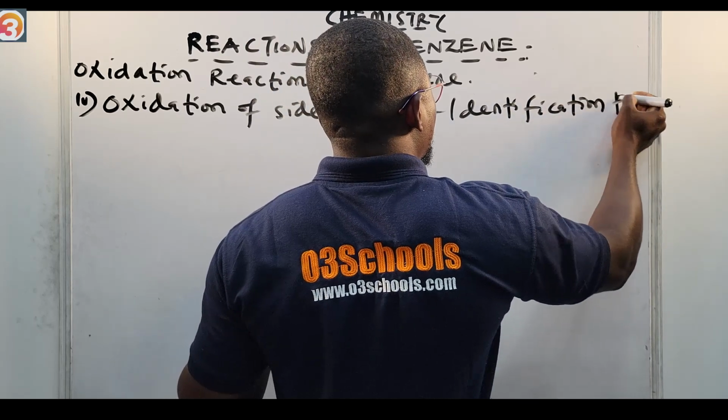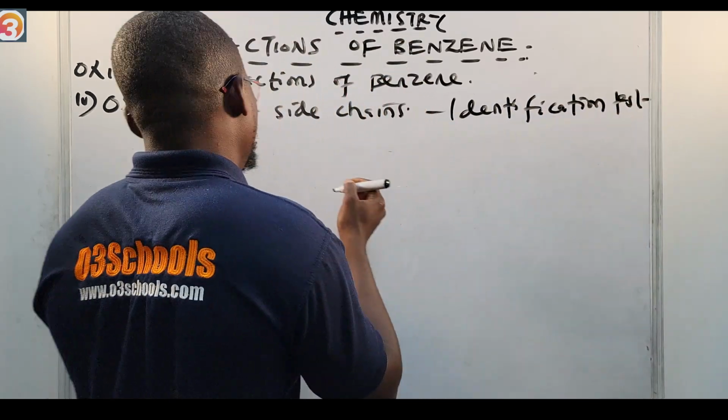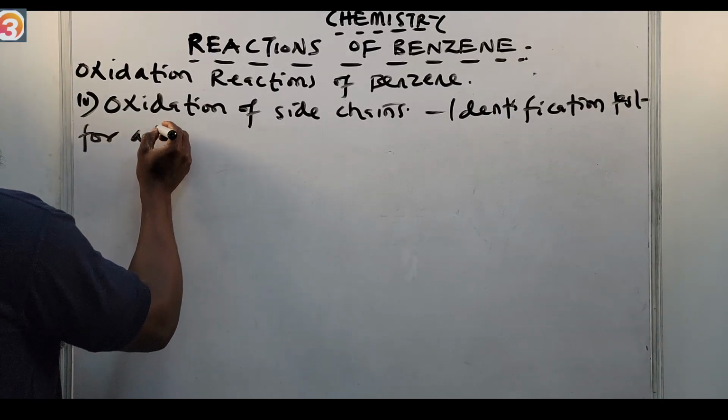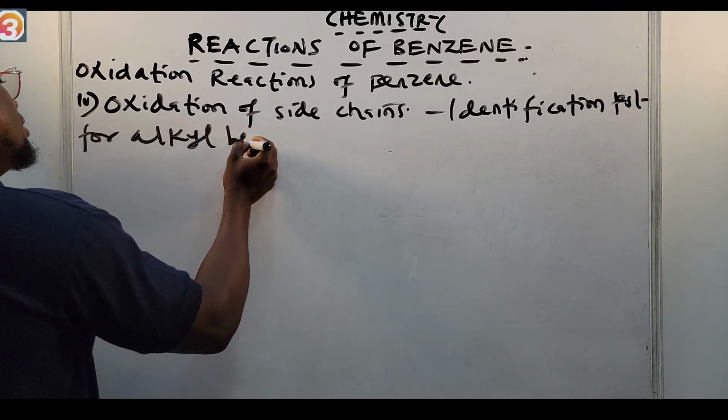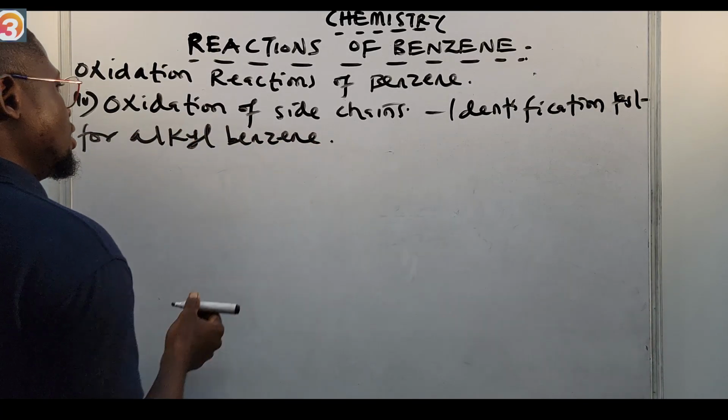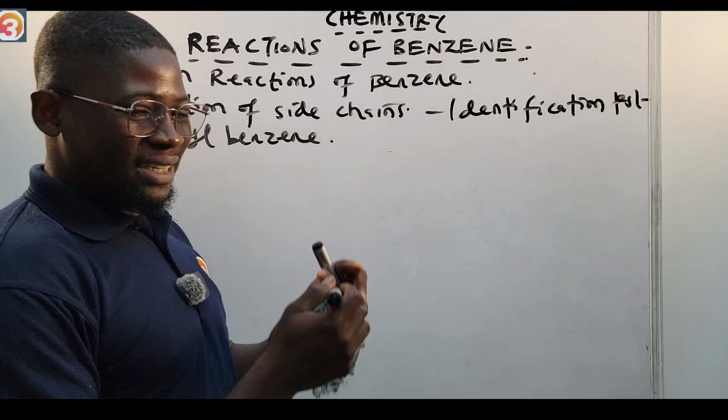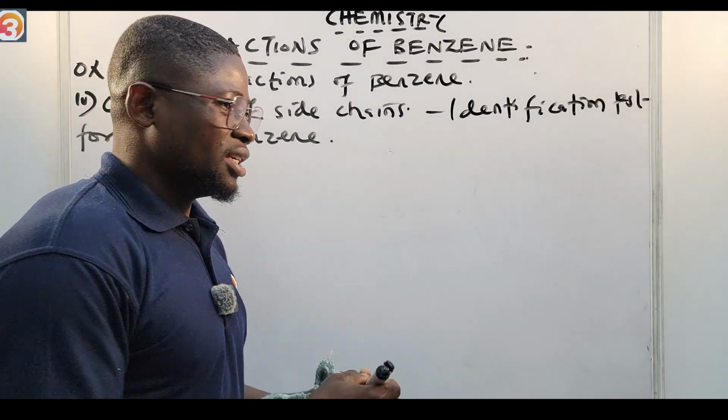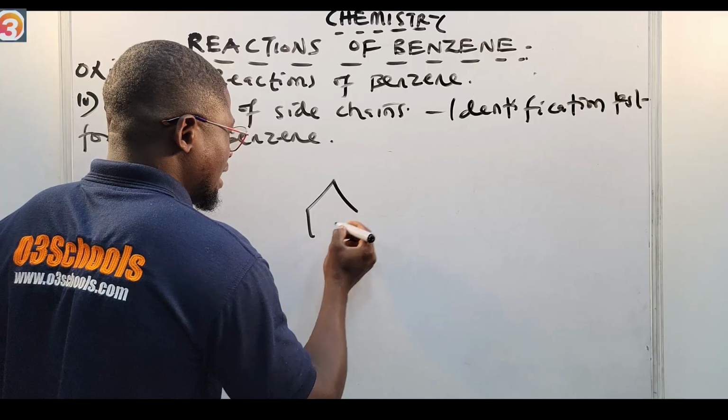Identification test for what now? For alkyl benzene. Okay, so what do we mean by an alkyl benzene? A benzene ring that has what? An alkyl group attached. Okay, for example, this is an alkyl benzene.